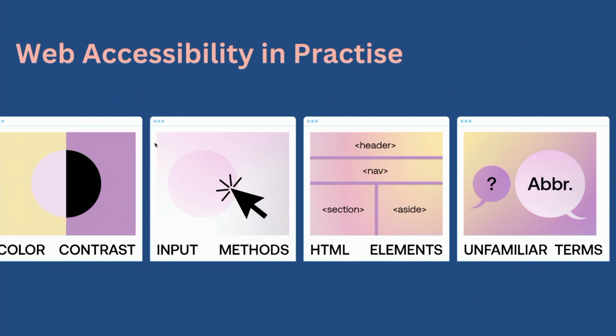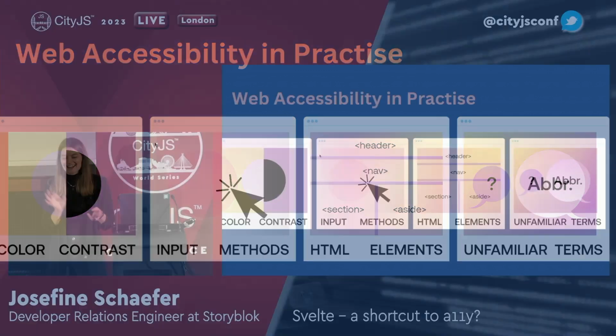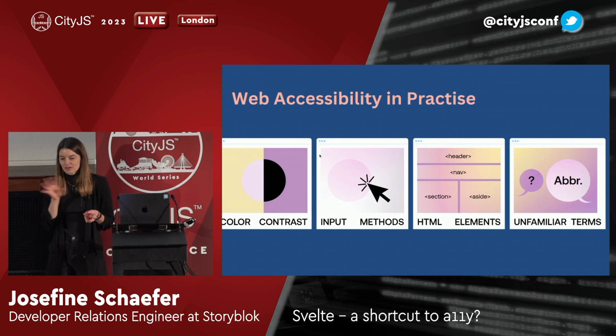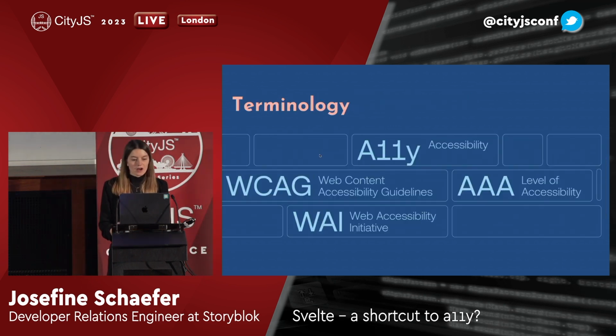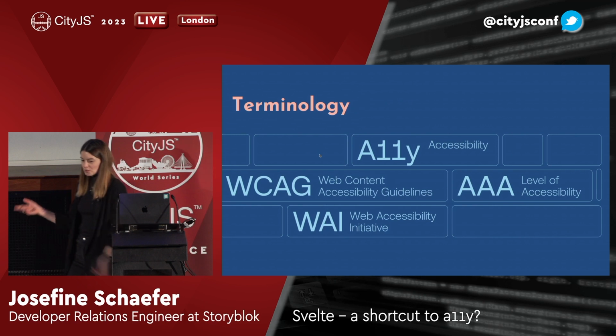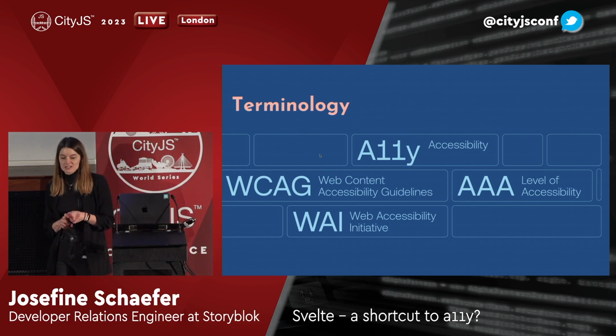So in practice, that can mean things like color contrast, which I already mentioned, being open to different input methods and actually setting the right input method in your form tag, for example in the input tag, semantic HTML, and explaining unfamiliar terms. And there's lots more to it. So unfamiliar terms, we've already talked about a11y. There's a couple more abbreviations. For example, WCAG. That's the Web Content Accessibility Guidelines.